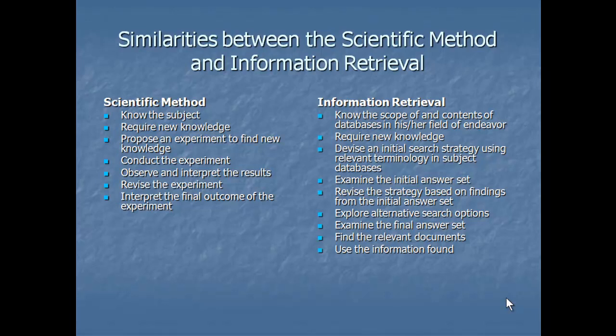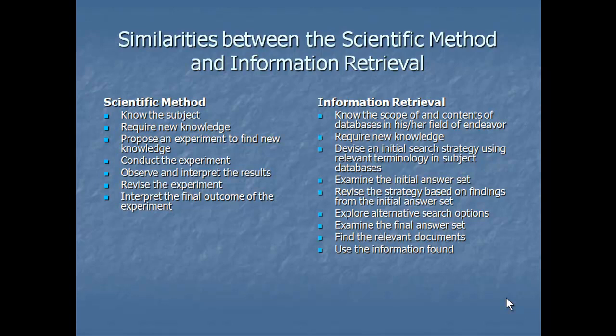So I still think in terms of how a chemist would think: you know your subject, you're acquiring new knowledge, you propose an experiment. It may be to synthesize a novel chemical substance. You conduct the experiment. Experiments take time; some are very fast, some are very slow. But then you must observe and interpret the results. Very often you have to revise the experiment. Maybe you need a different reagent, maybe you need to change the time of the reaction, or so on. And you interpret the final outcome of the experiments.